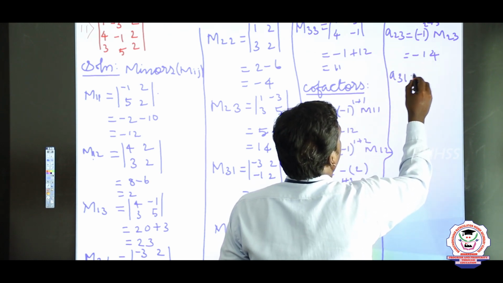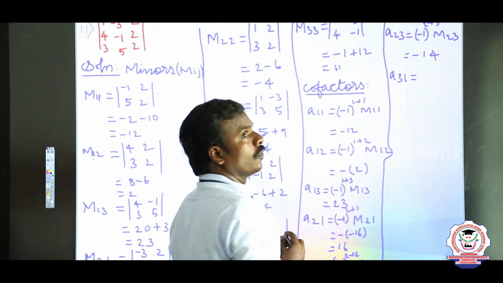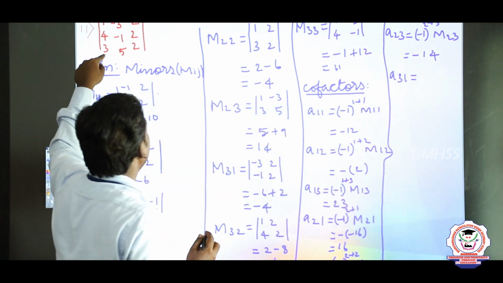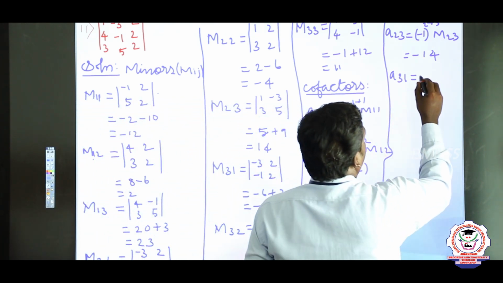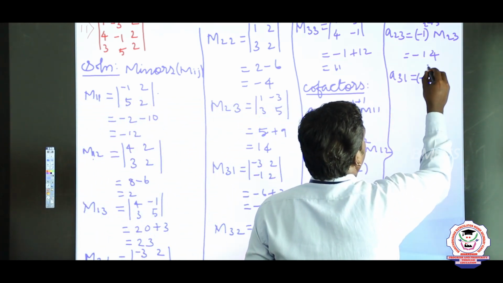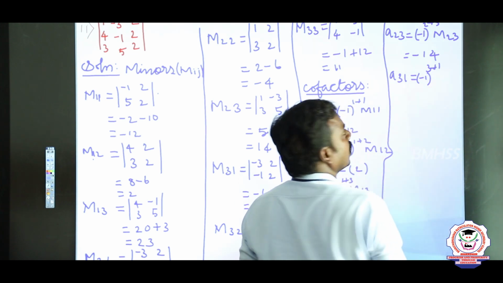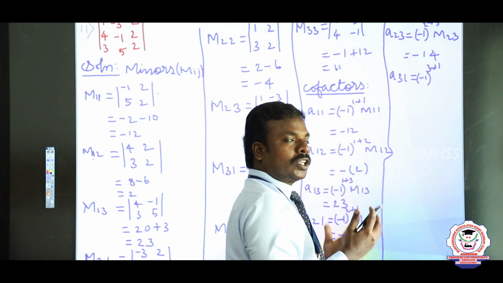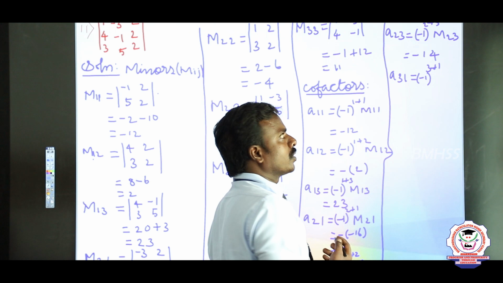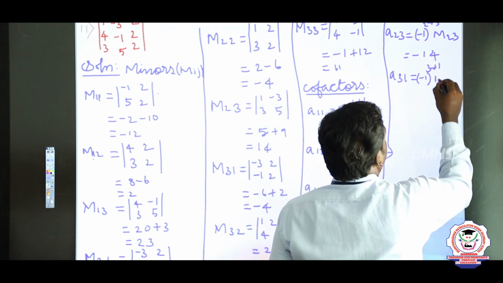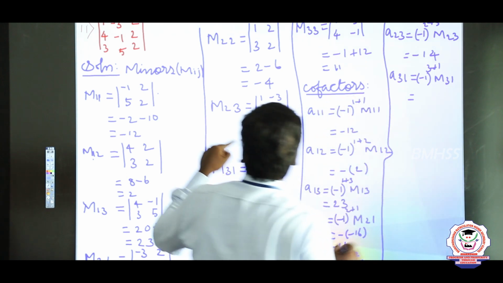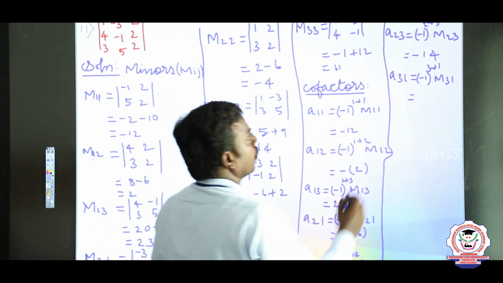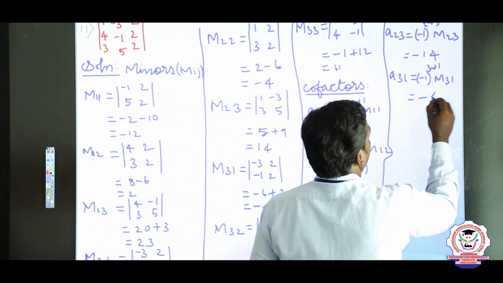After this, A31. Cofactor of third row first column, that is the cofactor of 3. Cofactor of 3, very simple. Listen, minus 1 whole power 3 plus 1. 3 plus 1 is 4. That is an even number. If you get an even number, you will get a positive sign. So into M31. M31 value is what? M31, that is minus 4. Minus 4 is the answer of A31.